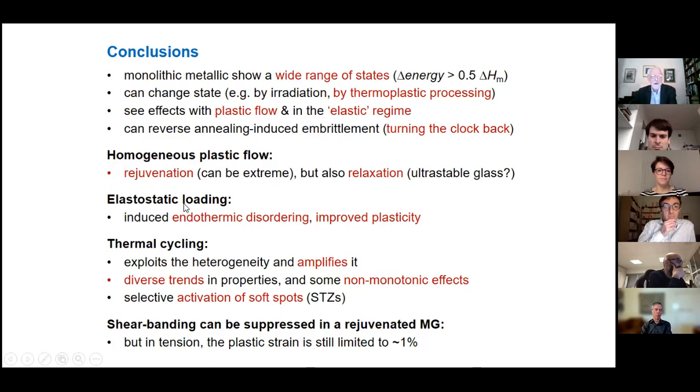This very strange business of elastostatic loading, introducing endothermic disordering, and yet noticeably, I didn't quite mention about this particular approach, but it also improves the plasticity of the metallic glasses. Thermal cycling, we might have expected to have no effect at all, but it does. And we are close with the point that the holy grail of suppressing shear banding might have been reached, but we found that the holy grail wasn't quite as interesting as we might have hoped at the outset. And I shall end there.